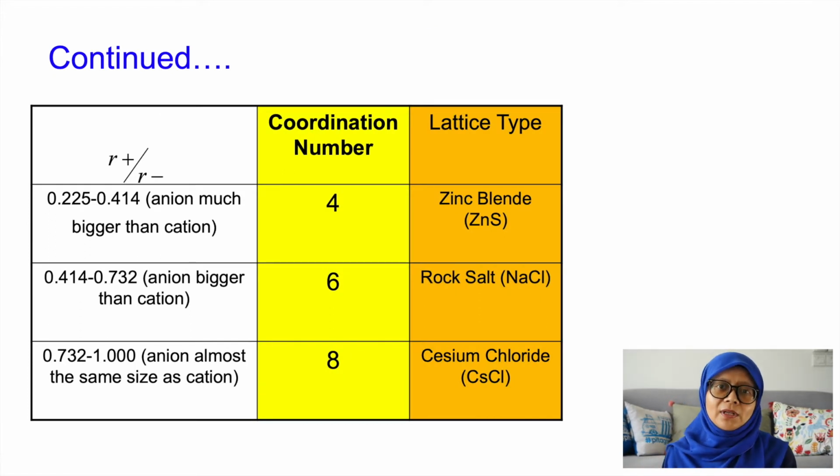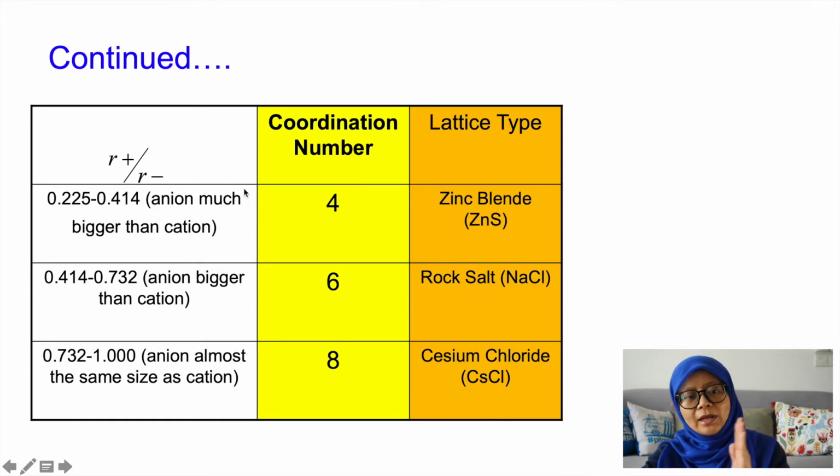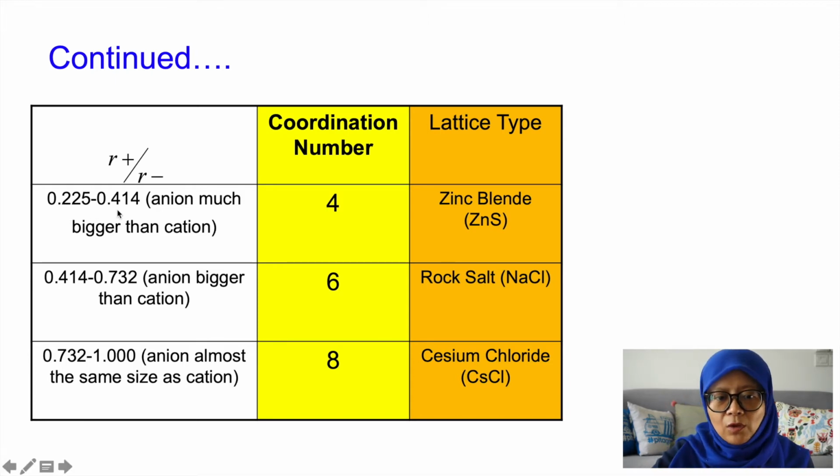So for these ionic crystal structures, we focus on zinc blend, or known as zinc sulfide, where the coordination number is 4. The ratio of the radius of the cation divided by the radius of the anion is around 0.225 until 0.414, where the anion is much bigger than the cation. This one will have the lattice type of zinc blend.